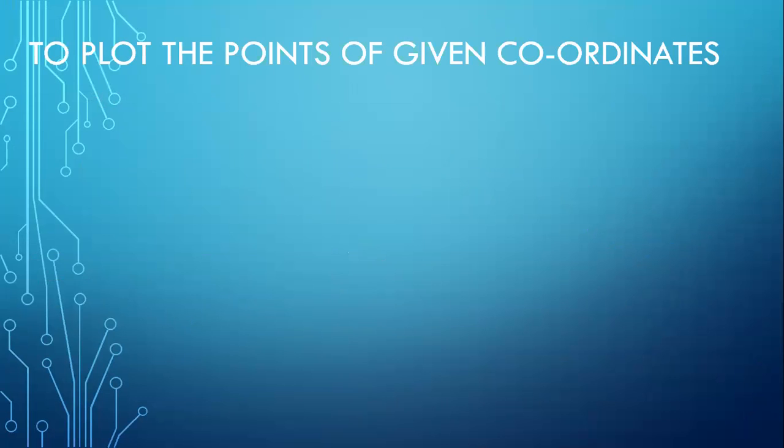Let us revise how to plot the points of given coordinates. Suppose we have to plot the point P (2, 3). The point given here is point P and the coordinates are 2, 3. Means the x coordinate is 2 and the y coordinate is 3.